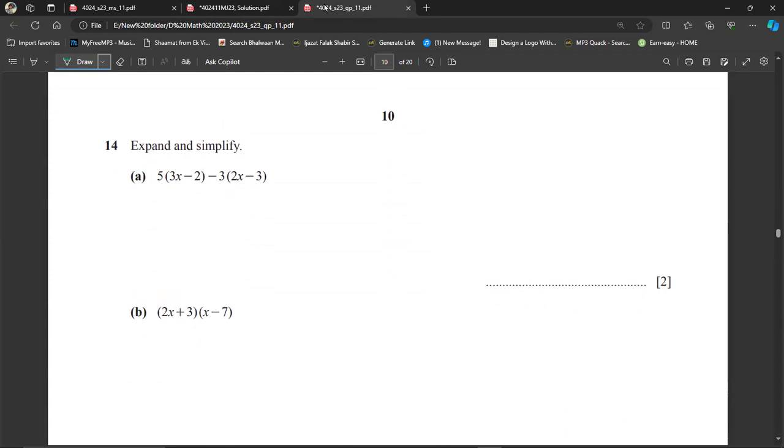Now we are on question number 14. He says expand and simplify. Very simple. This 5 will multiply with both the terms in this bracket, and this -3 will multiply with both the terms in this bracket. Very simple.